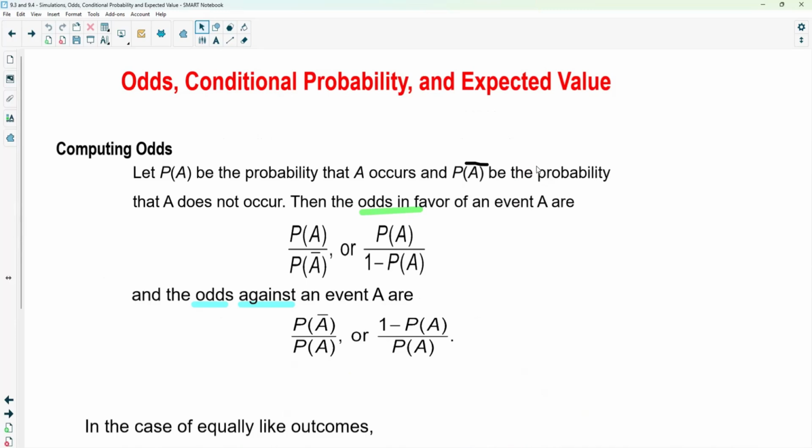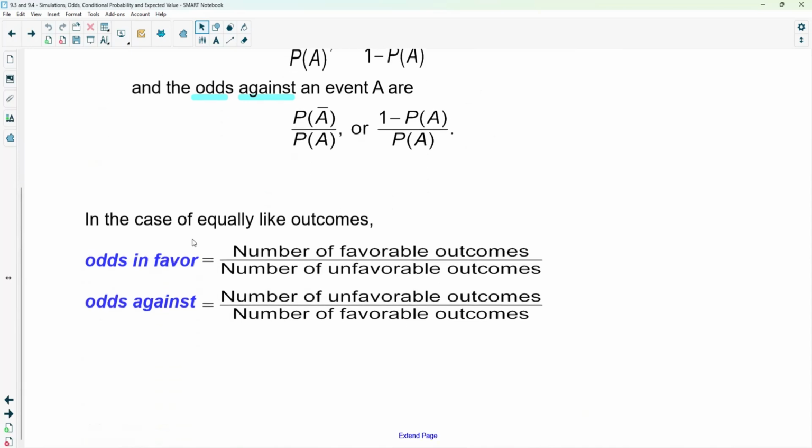Odds against is the other way around. So odds against winning the lottery is the probability that you do not win over the probability that you win. So you see that it is not out of any sample space, because there is no sample space. Another way to view it is the number of favorable outcomes over the number of unfavorable outcomes, and odds against is the number of unfavorable outcomes over the number of favorable outcomes. I hope that makes a little sense.